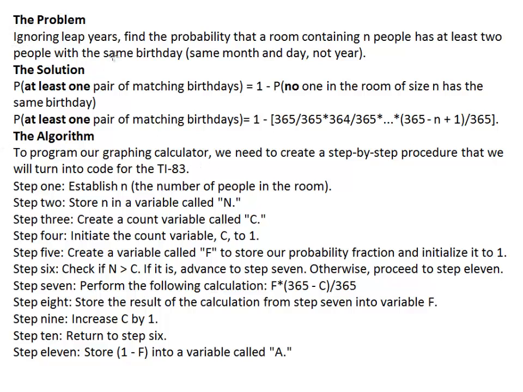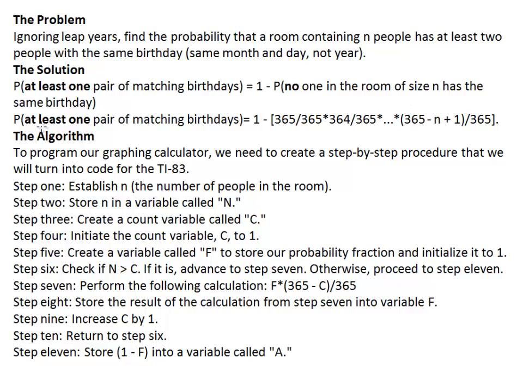It says, ignoring leap years, find the probability that a room containing n people has at least 2 people with the same birthday. That's the same month and day, not the same year. The solution I wrote for it was basically this. The probability that at least one pair of matching birthdays exists in the room will be equal to 1 minus the probability that no one in the room has the same birthday.